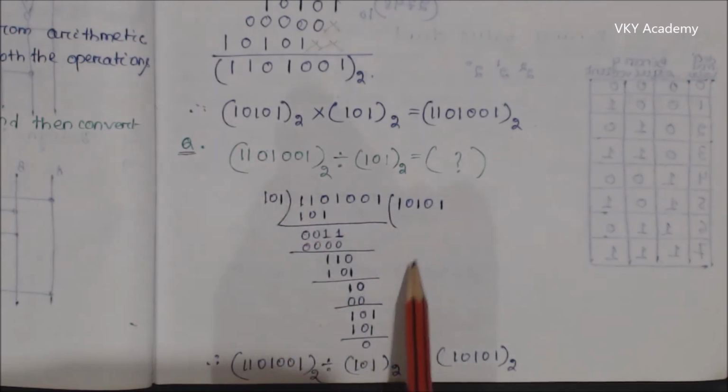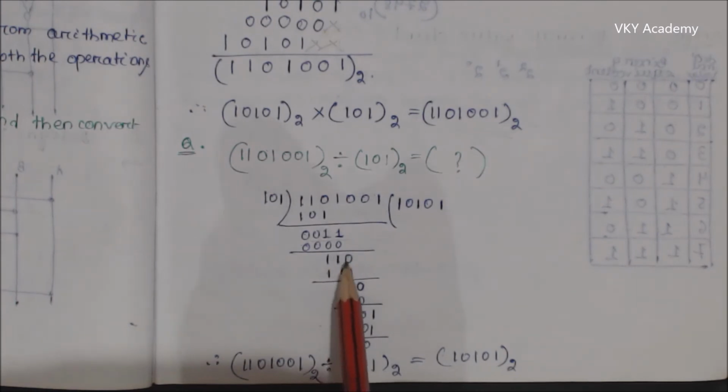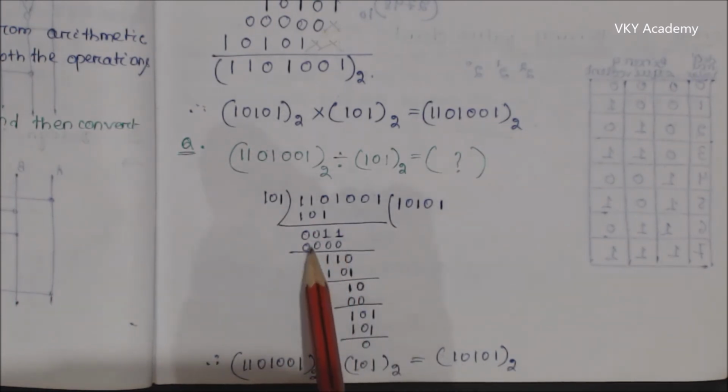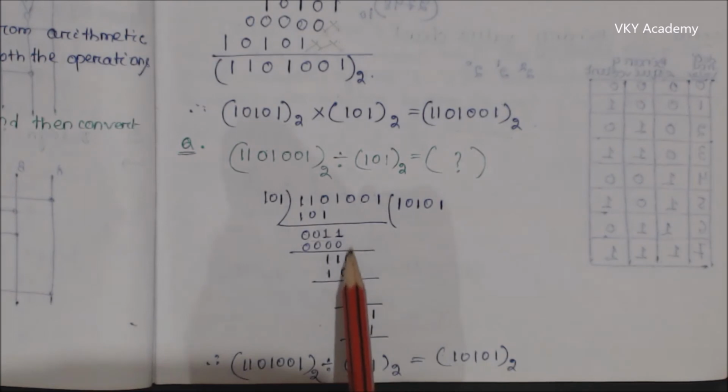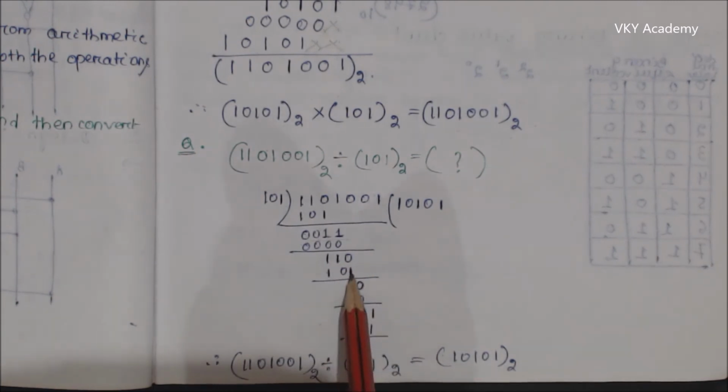So what I will do, I will multiply with 0, 101 into 0. So the result is 0000. Now I can write 0000, and once I perform the subtraction, it will be 11, and I can take this 0 down here. Now 101 into 1 is 101. So the subtraction result is 10.